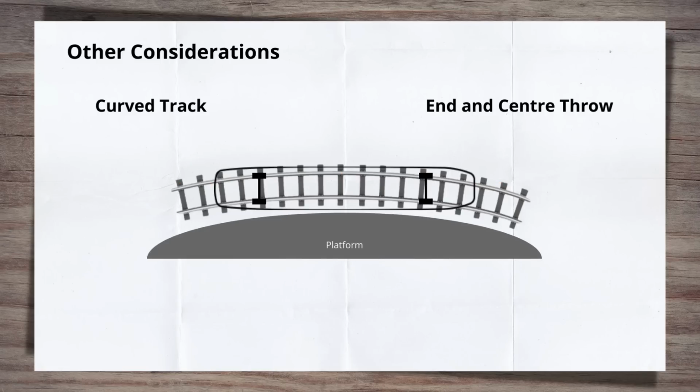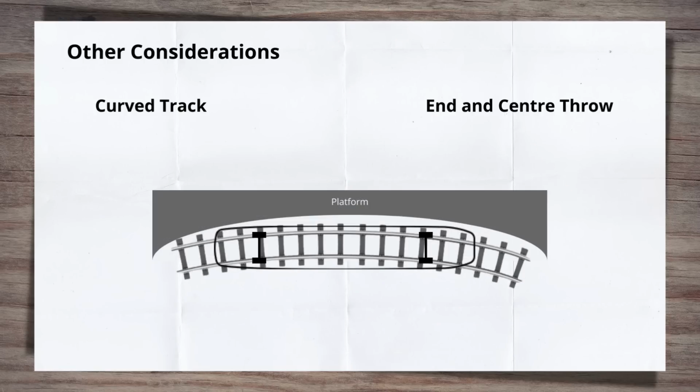On the inside, the centre throw has to be accounted for. Therefore, the distance from the platform to the end of the carriage increases. If the platform is on the outside, the issue is reversed where the wide gap appears at the centre of the carriage. This then brings us on to door positions.